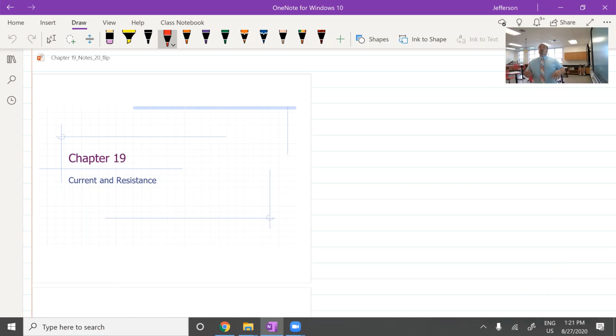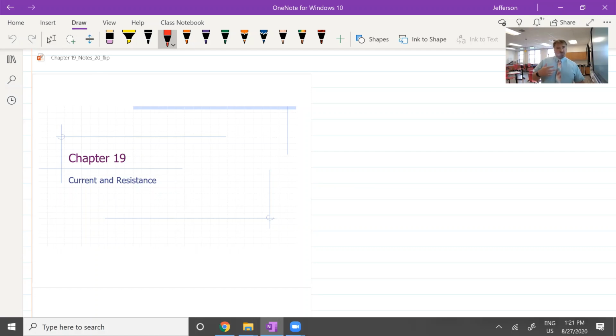Welcome back. We're now going to be looking at Chapter 19. In Chapters 17 and 18, we were investigating the concepts of electricity and building the foundation for how we can use electricity to transport energy around.